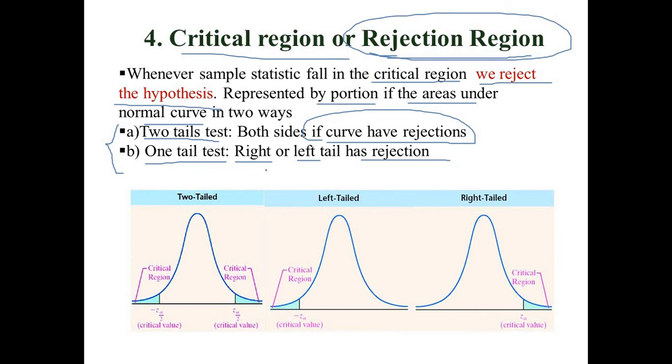Here three diagrams are shown, so you can observe the two-tailed one. Here both sides have the critical region, and that leads to the rejection of this hypothesis, whereas in the left-tail diagram only the left tail region, or in the third diagram the right tail region, has a rejection. Depending upon that, they are classified into two types, the two-tailed and the one-tailed test.